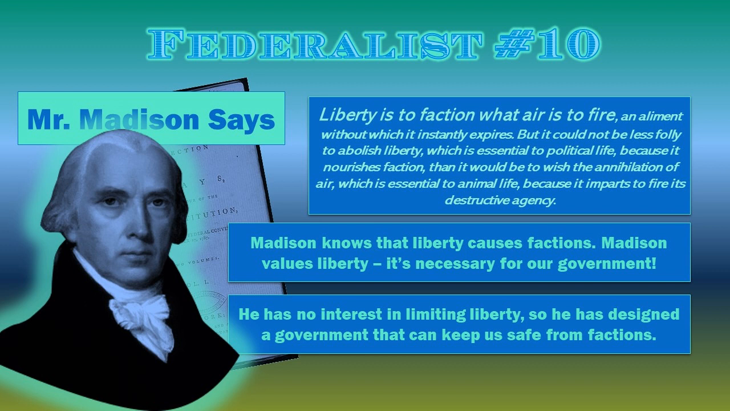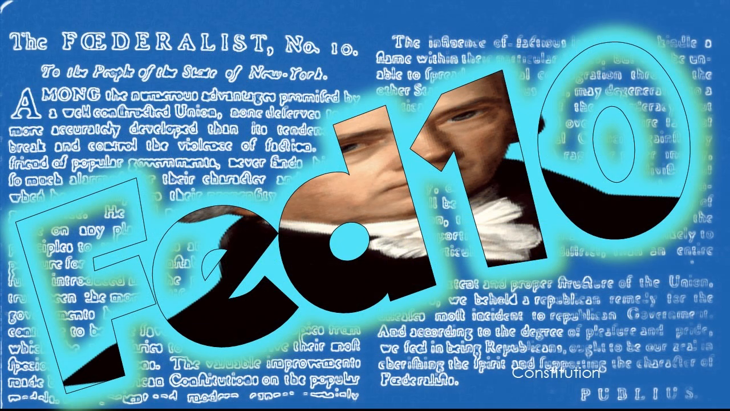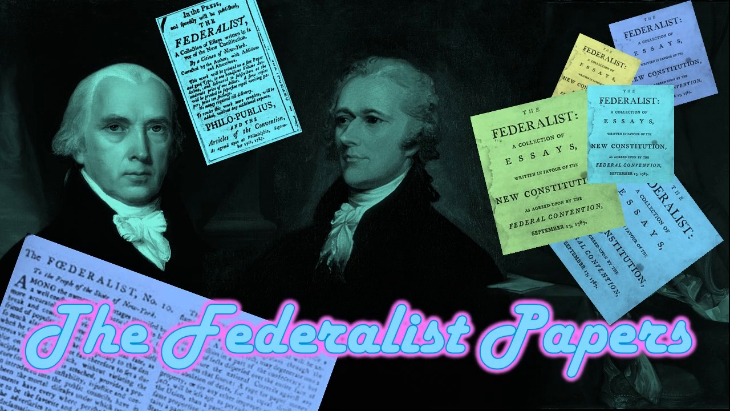So that's Federalist 10. That's the most famous of the Federalist Papers. This is written by Madison. This is an explanation of how the large republic, that form of government, is the best form of government to control the effects that factions might have on the government.